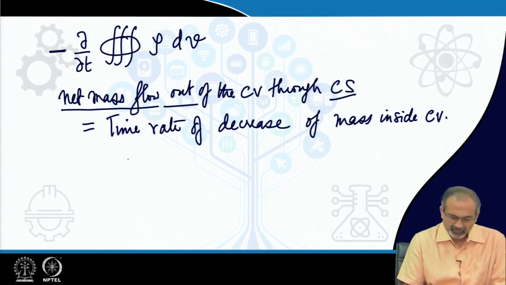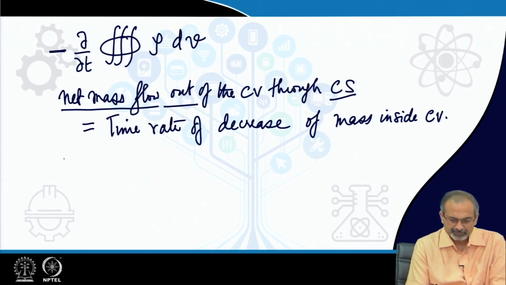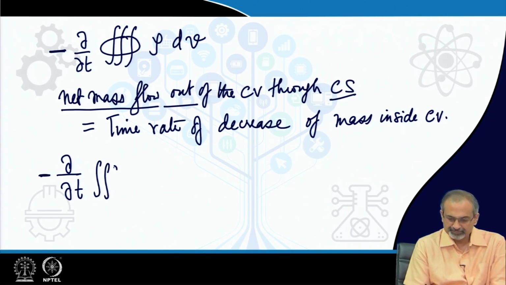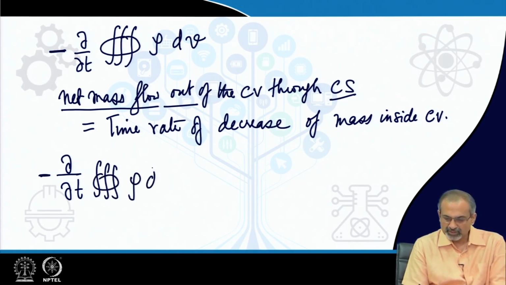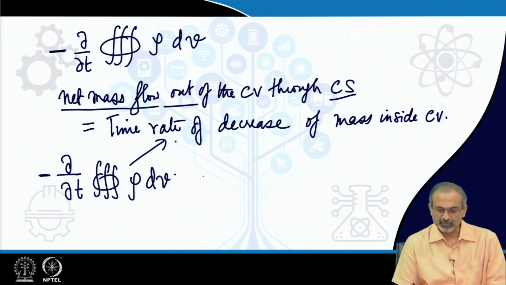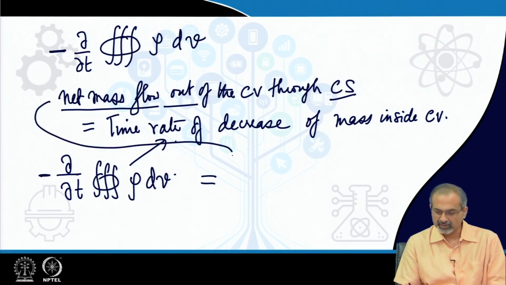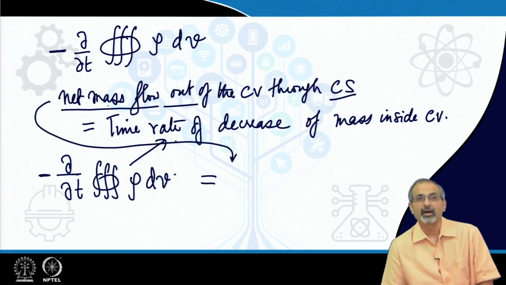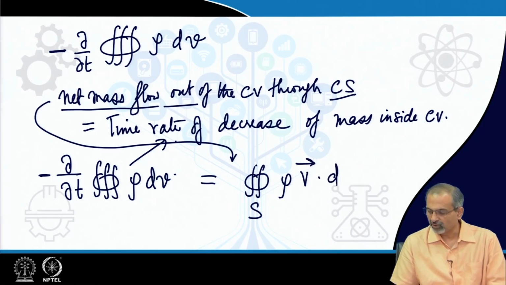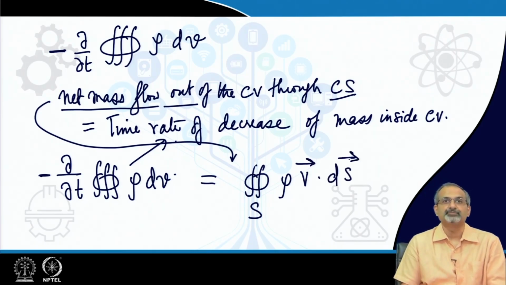So, put together, how do we mathematically put the things together? Let us try to write down the equation finally: minus del by del t of integral rho dV. This is your time rate of decrease of the mass inside the control volume. You are equating it with what? You are equating it with the net mass flowing out of the control volume. What was the expression we derived already? For the closed surface, we did rho v dot dS. So, they should be balancing each other.